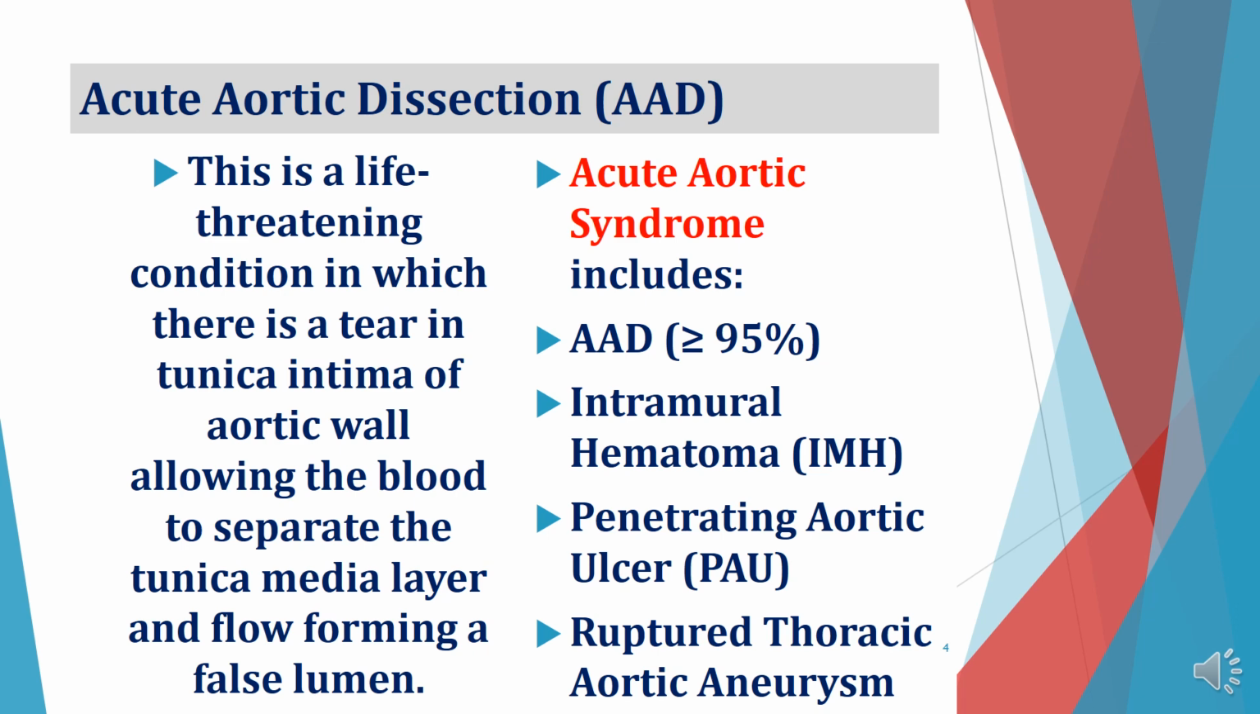Acute aortic dissection is one of the components of the acute aortic syndrome, which includes, beside the acute aortic dissection, other conditions such as the intramural hematoma, penetrating aortic ulcer, and ruptured thoracic aortic aneurysm. Acute aortic dissection accounts for the majority of cases of acute aortic syndrome, 95% or even more.